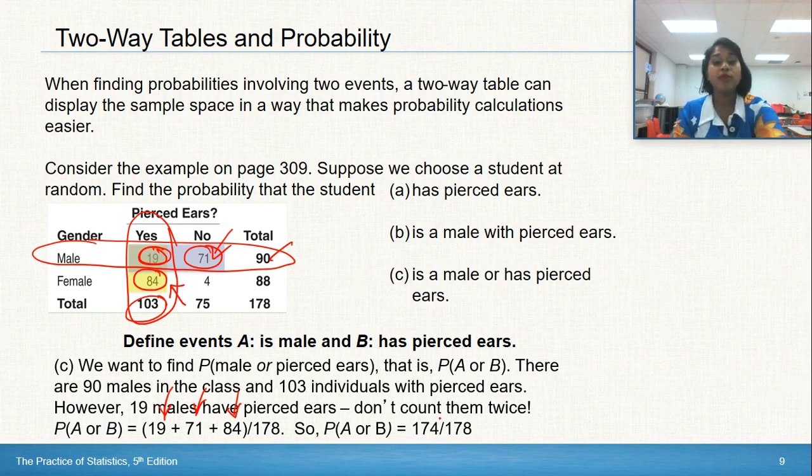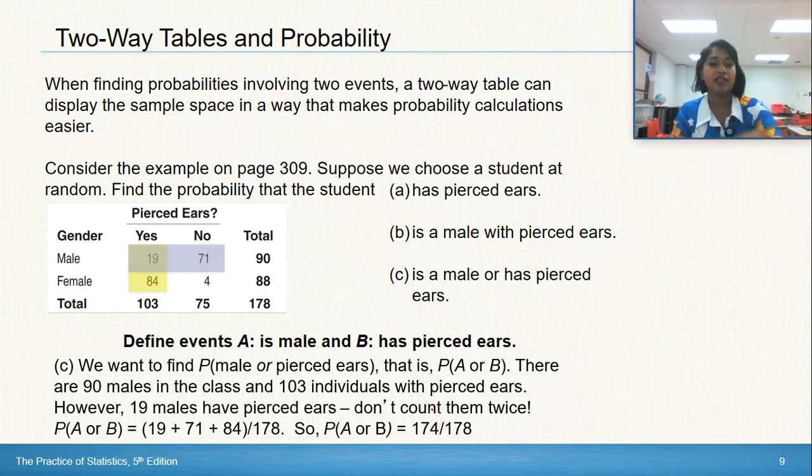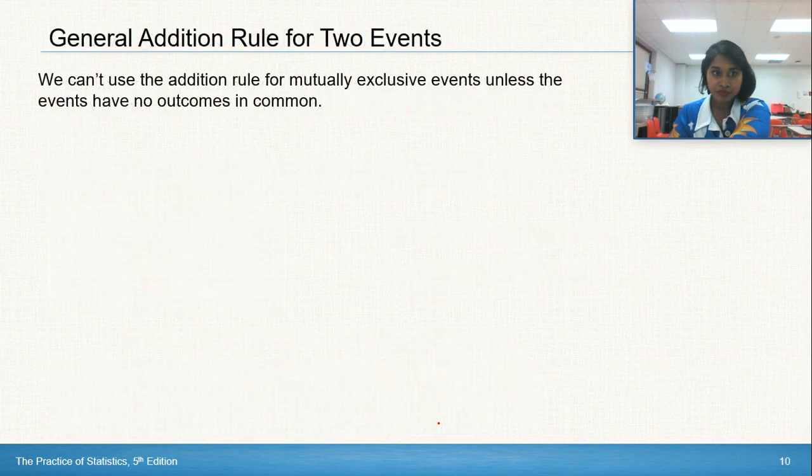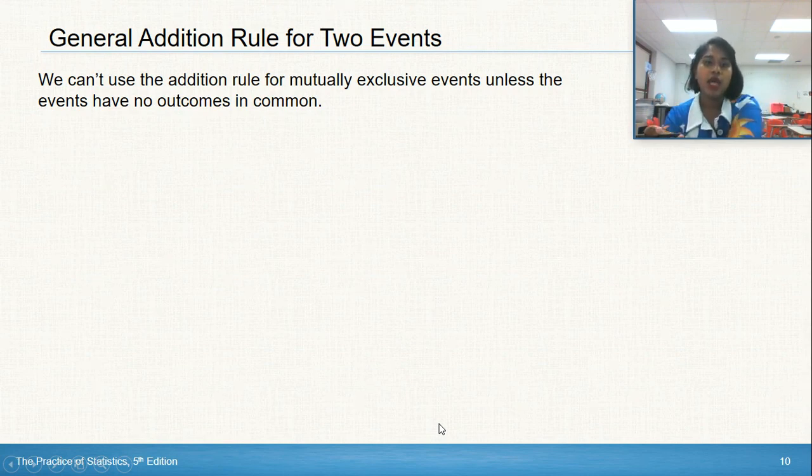So we end up with the probability that I could either be male or have pierced ears is 174 out of 178. That probability is much higher because it's an or statement, so you have more likelihood to be in either category or both. So moving on, we can't use the addition rule for mutually exclusive events unless the events have no outcomes in common. So how would I know? What's the easiest way to determine this? Well, that would be create a Venn diagram. It's as simple as that.